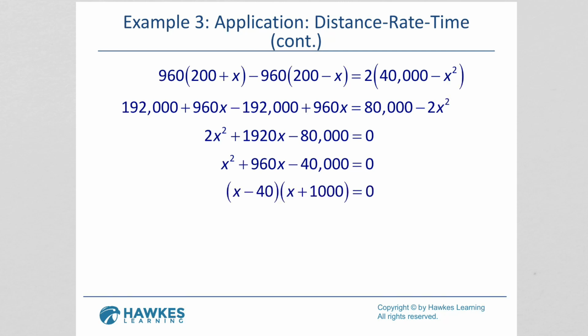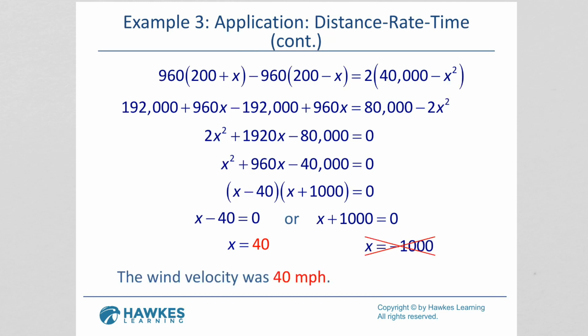That factors into x minus 40 times x plus 1,000 equals 0. Setting each factor equal to 0, I have x minus 40 equals 0, and I have x plus 1,000 equals 0. When I add 40 to both sides, I get x equals 40. When I subtract 1,000 from both sides, I get x equals negative 1,000. Once again, we throw that solution out because you can't have a negative velocity. So the wind velocity was 40 miles per hour.